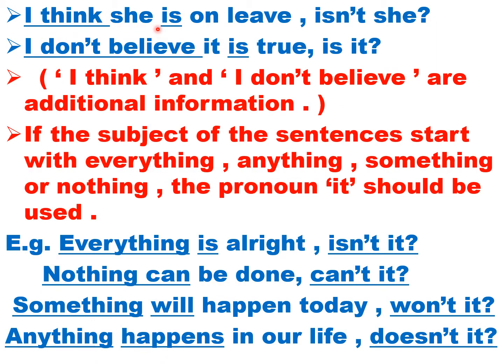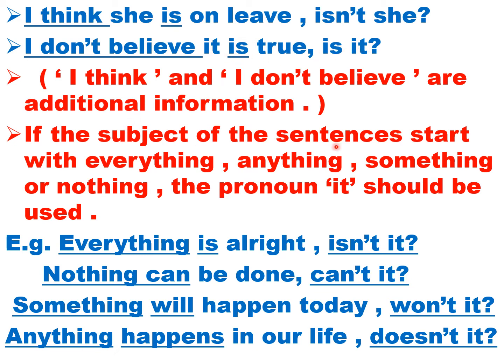I think she is on leave. I don't believe it's true. I think and I don't believe are additional information, so we must look at the main sentence. She is on leave. Positive statement is here, so isn't she? Isn't she? I don't believe it's true. It's true. And here we have I don't, so negative statement. So is it? Is it is the question tag here.